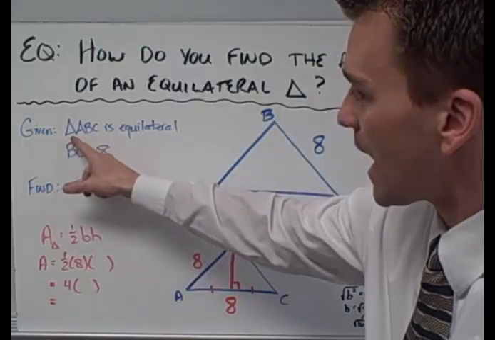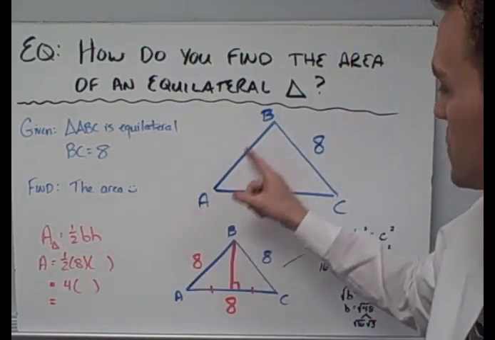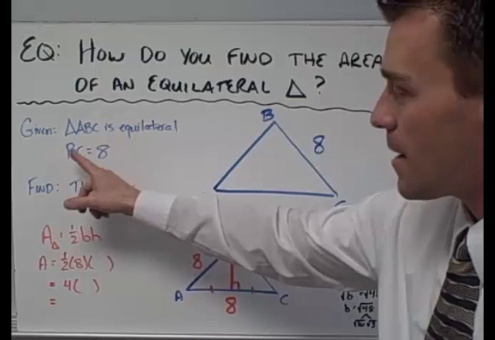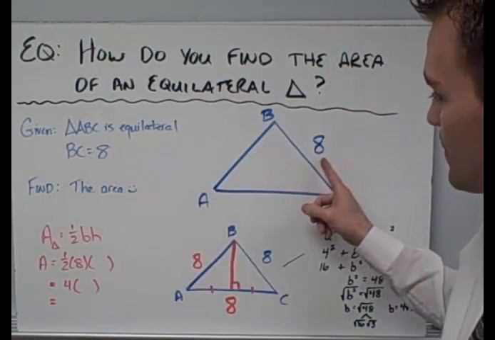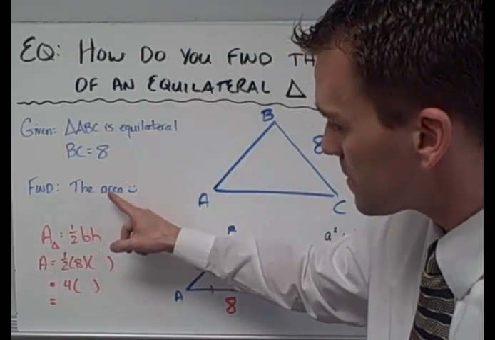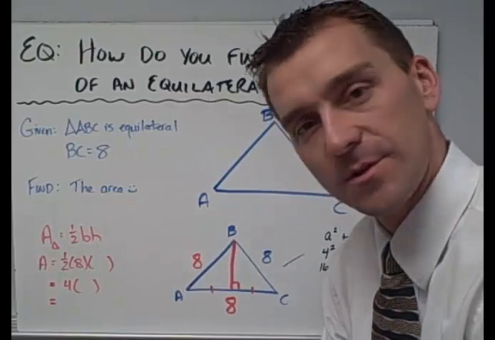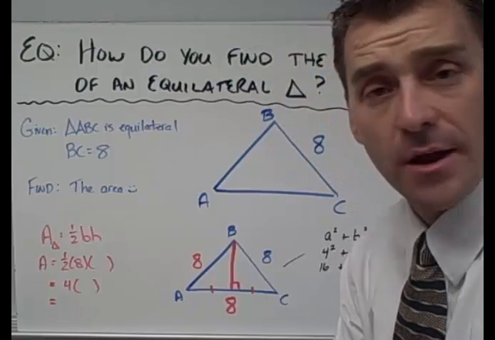Here's the given information. Triangle ABC is equilateral. So you see it, ABC, equilateral. And BC, one side length of the triangle, is 8. So you see that right there. The question is to find the area. Smiley face. Well, it is just a triangle. There's nothing more to it.